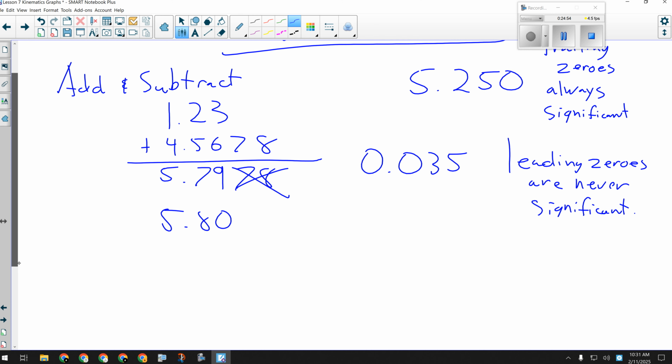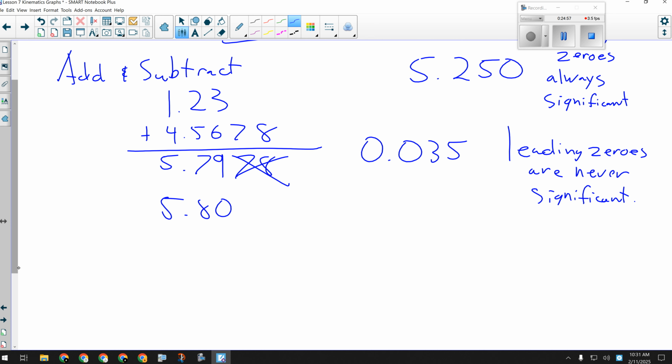Okay, if you are multiplying or dividing with measured values, let's say I had 2.0 and I had to multiply it by 7.358. This number has how many significant digits? 2. So my answer can have 2. When you're multiplying or dividing, the lowest number of significant digits is the number your answer can have. Sometimes that means you might have to put a number in scientific notation.